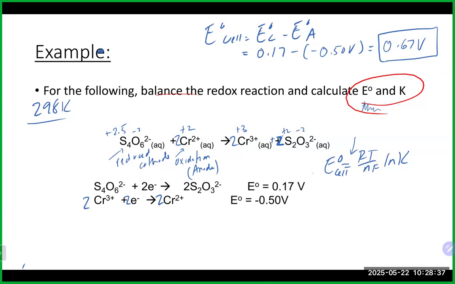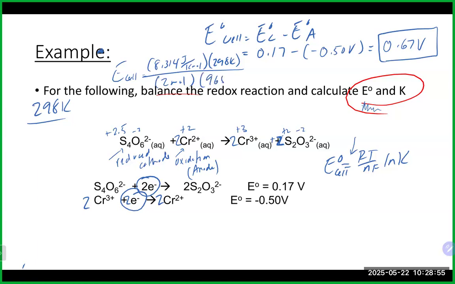We'll put our numbers in, and I'll go up high here so you can maybe see it. We'll go 8.314 joules per Kelvin per mole, 298. Our moles here are 2. Remember, we want just the moles transferred basically. And our 96,500 joules per volt per mole, and our natural log of K. So that's going to equal 0.67.